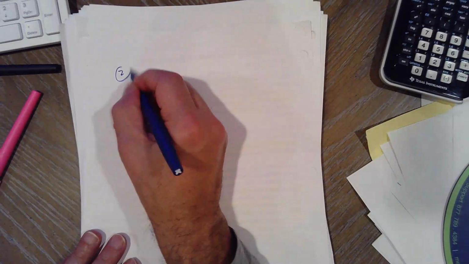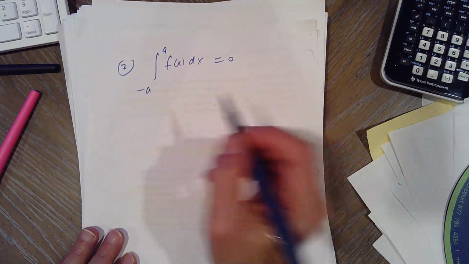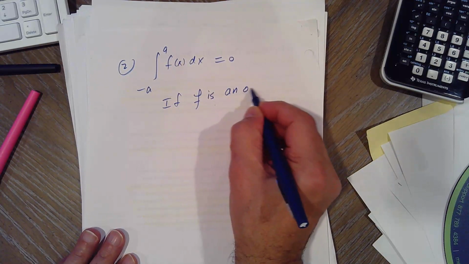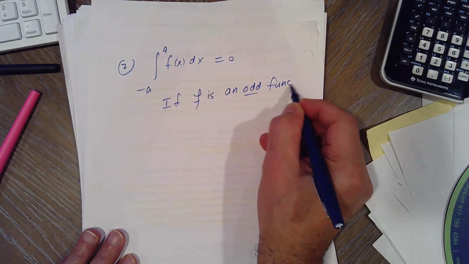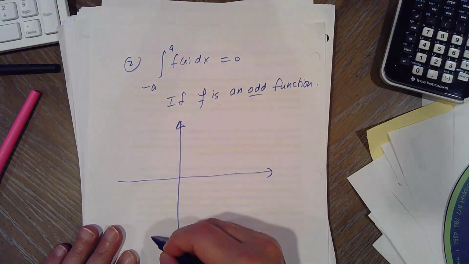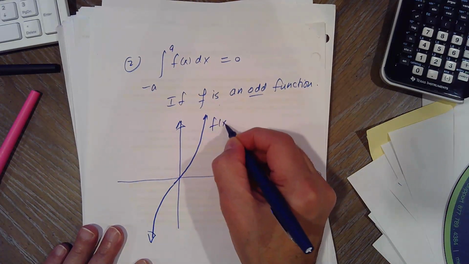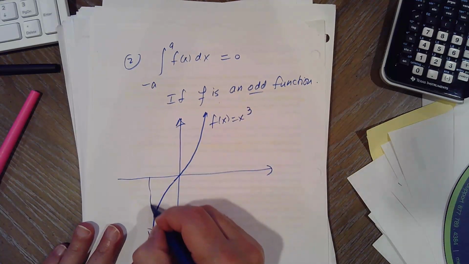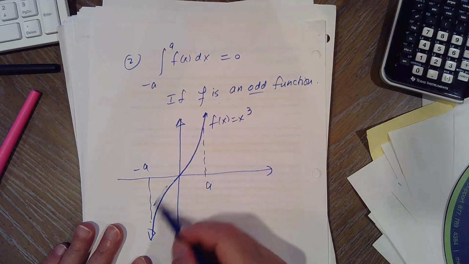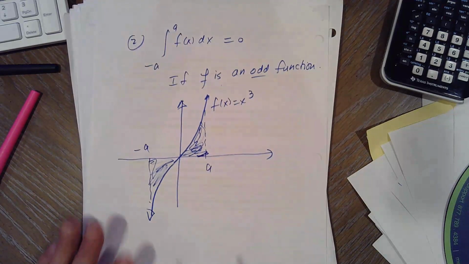The second part, the integral from negative a to a of f of x dx is 0. You don't have to do any work, if f is an odd function. Again, an odd function is symmetrical about the origin, like f of x equals x cubed. That's an odd function, symmetrical about the origin. So if I do the integral from negative a to a, you can see why it's 0. That's going to give me a negative value and an equivalent positive value. When you add them up, you get 0.